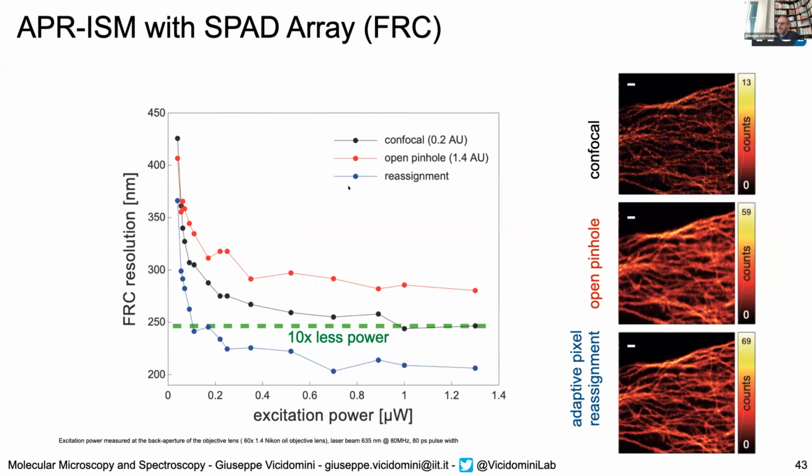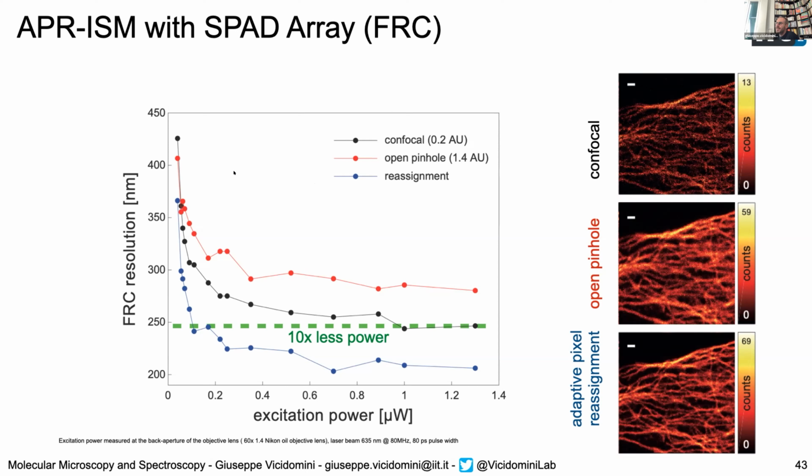Here I plot the resolution in terms of Fourier ring correlation analysis. That is a particular way, based on the Fourier transform of the image, to extract a value for the resolution of your images. These are the resolution as a function of the excitation power that you apply to your sample. As I told you, it's very important that when you are performing live-cell imaging, you cannot really crank up the intensity of your laser as much as you like.